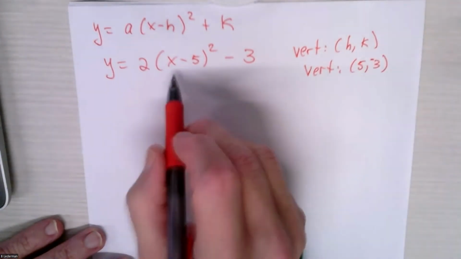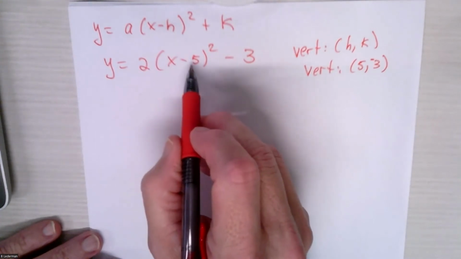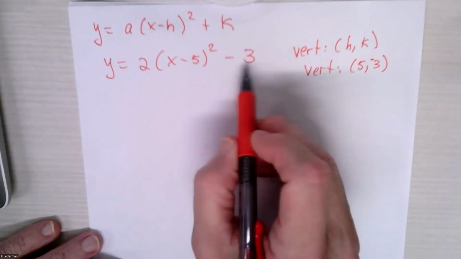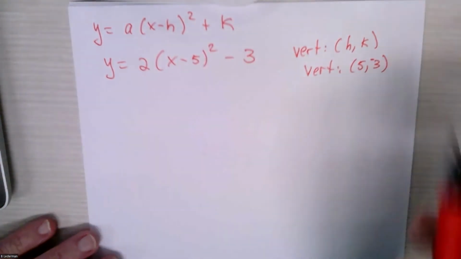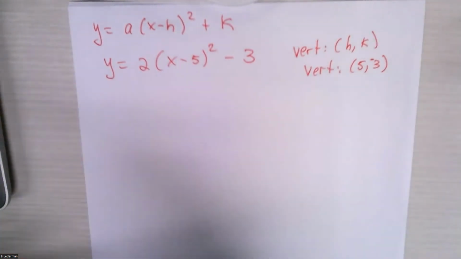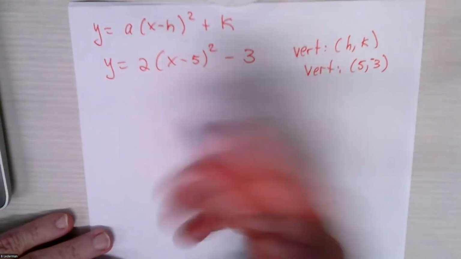It's x minus h, so h is 5, and k is the negative 3, so it's plus the negative 3. So the vertex is 5 comma negative 3. So the vertex just pops right out. There's no quadratic formula here.